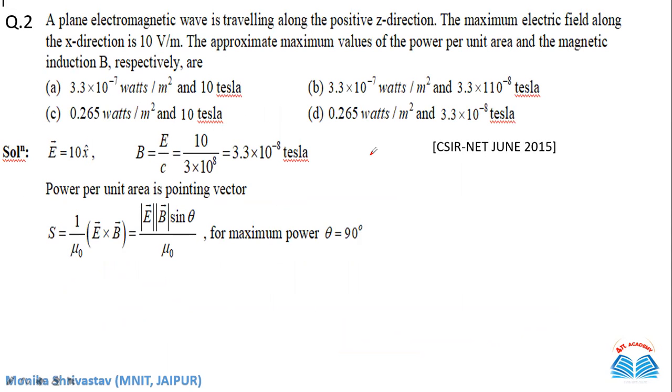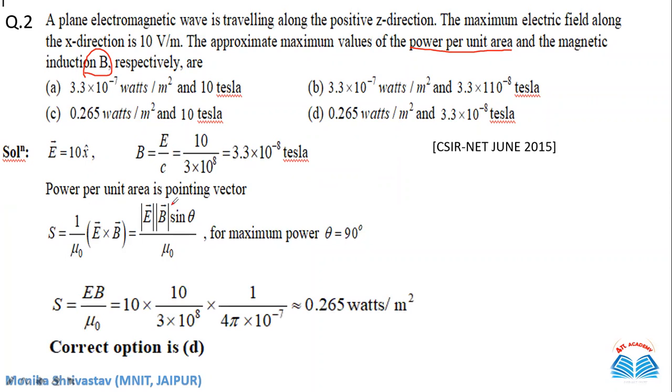A plane electromagnetic wave is traveling along the positive z direction. The maximum electric field along the x direction is 10 volt per meter. The question is saying maximum electric field, which means the amplitude is given. The value of E naught is 10 volt per meter. The question asks for the approximate maximum values of power per unit area and magnetic induction B. Two things we have to calculate here. This question is from NET June 15.